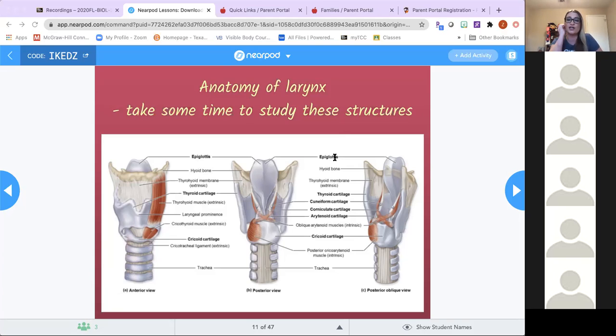The angle of this cartilage is smaller in males than in females, and this allows for longer vocal cords in males. They have that sharper projection in males. And because of that angle being different, the vocal cords can be longer in males. The vocal cords, or really the vocal ligaments, are attached to the inside of the thyroid cartilage there.